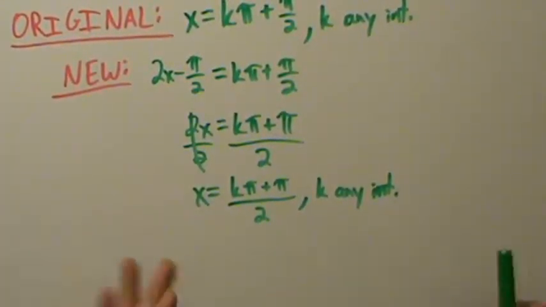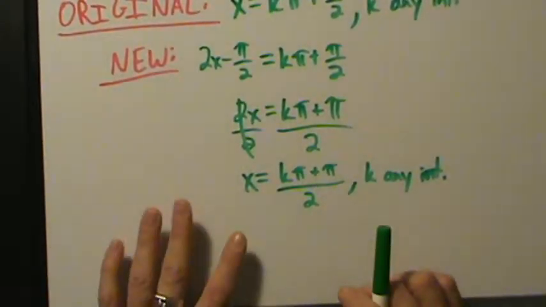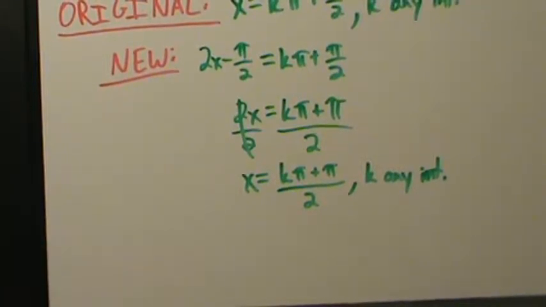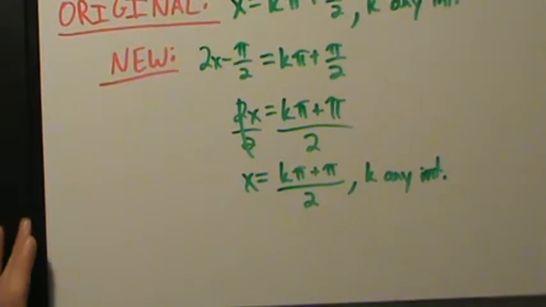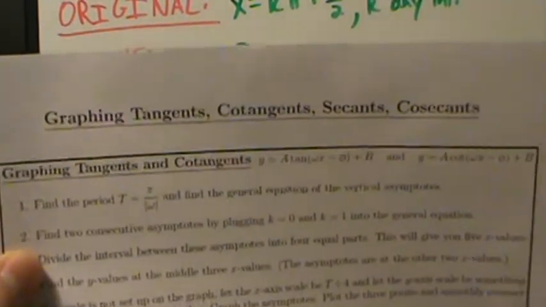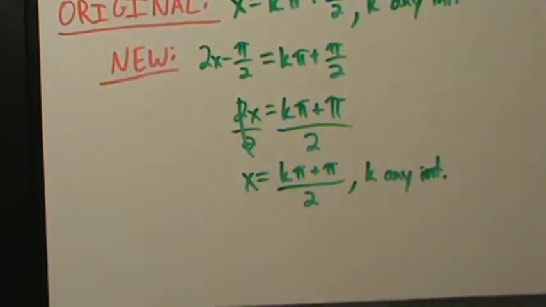Do we really have to? No, not unless we're told to. The point is to graph one period of this function and then extend it as necessary using the period and vertical asymptotes and things like that. But we'll talk about that when we get there. So anyway, for step 2, find 2 consecutive asymptotes, and we're just going to do k equals 0 and k equals 1 just to keep it simple.